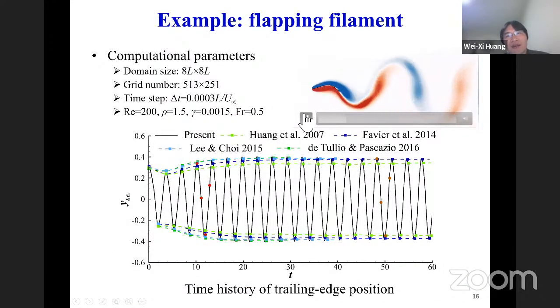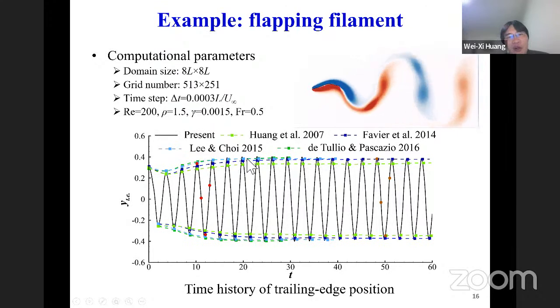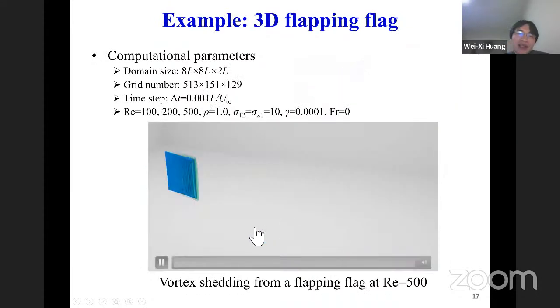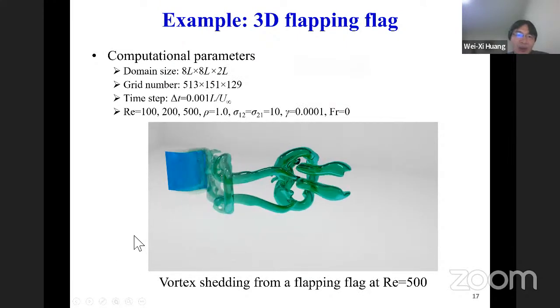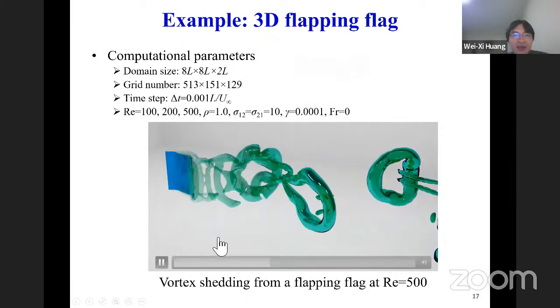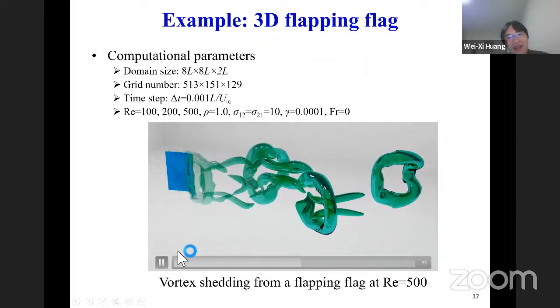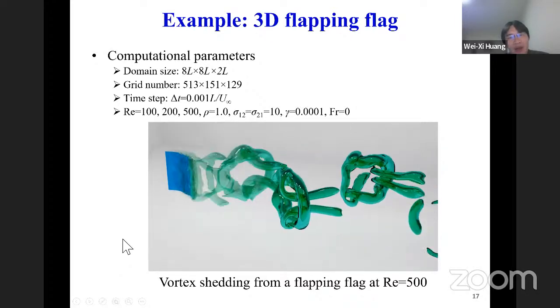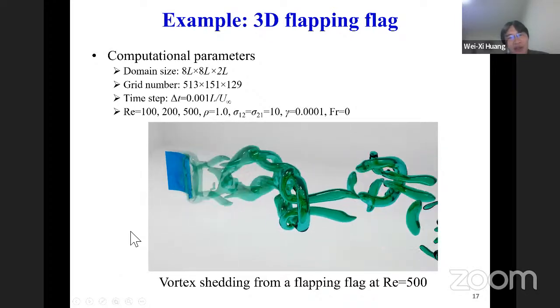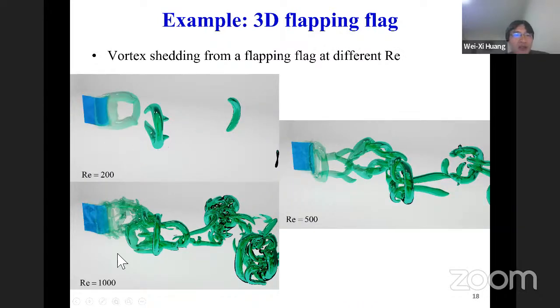This is the filament flapping and the comparison with previous studies. We also tested a more complex three-dimensional flapping flag. Okay, so we can also see the complex vortex shedding from the flag. For different Reynolds numbers, we can see the flow becomes more complicated as the Reynolds number increases.